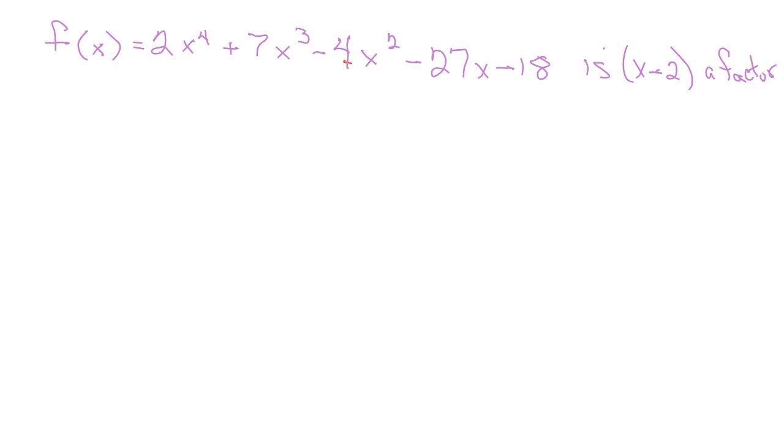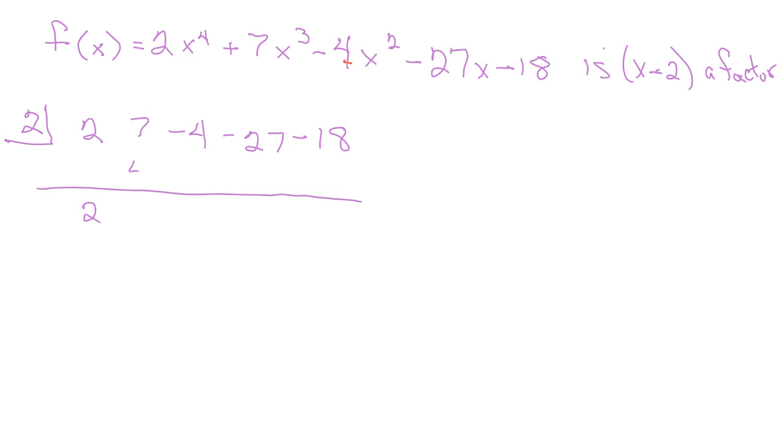And that's a minus. So remember, if it's given in the form of a factor, I want to know what x is. Well, we're checking for when x is 2. Our coefficients are 2, 7, negative 4, negative 27, and negative 18. Five numbers, and that's one more than the 4. So we've got the right number. Bring down the 2. 2 times 2 is 4. That's 11. Times 2 is 22. That's 18. Times 2 is 36. Negative 27 plus 36 is 9. And 9 times 2 is 18.